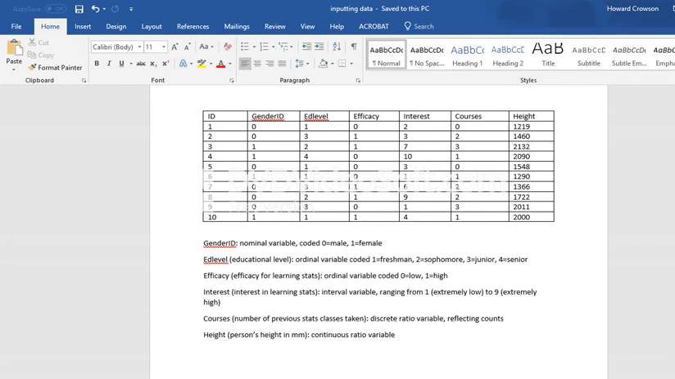And this is a person's identification as being low in efficacy or high in efficacy. And this is also essentially an ordinal variable.